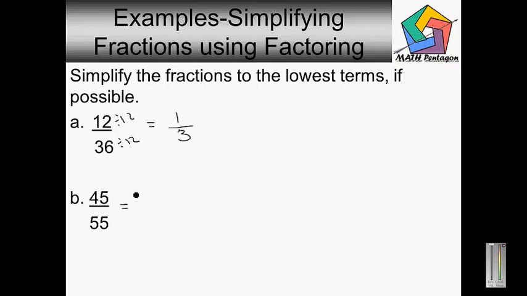Like I said, we want to try to find the greatest common factor between these two numbers. So let's divide 5 on both sides. 45 divided by 5 is 9, and 55 divided by 5 is 11. 9 over 11 cannot be simplified anymore, so this would be the final answer.